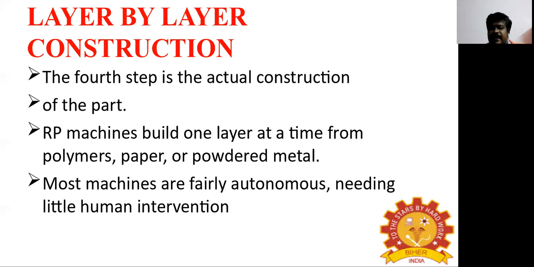Here, one layer at a time, from polymers, papers or powdered metal, whichever material we are using, it will build one layer at a time. So these machines are autonomous. They need less human intervention or less human support.